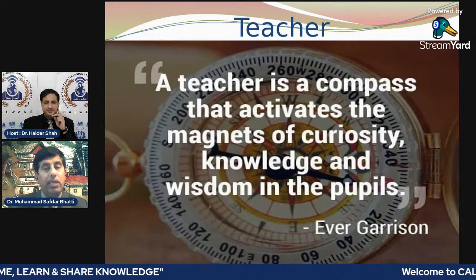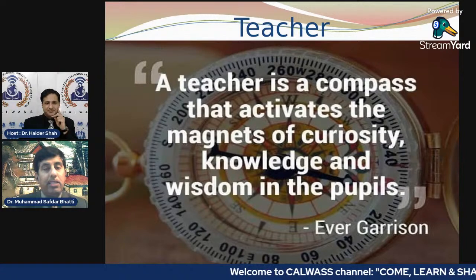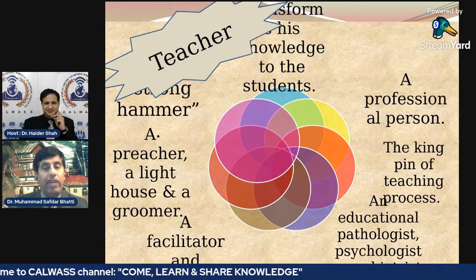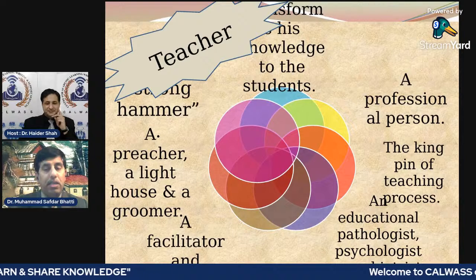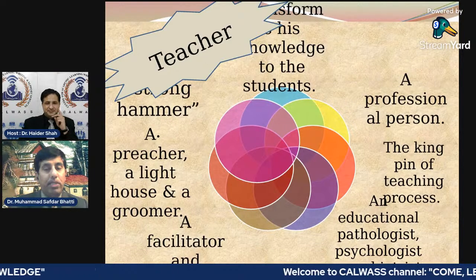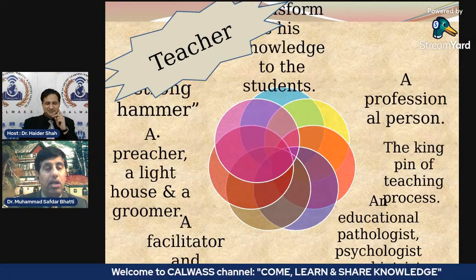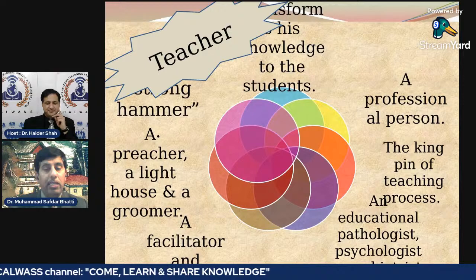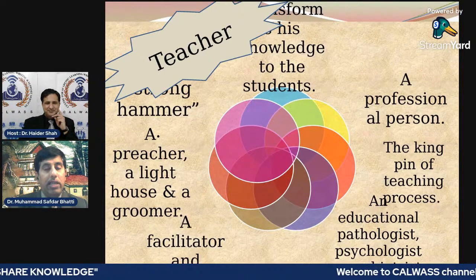Who is a teacher? Basically, a teacher is a compass that activates the magnets of curiosity, knowledge, and wisdom in the pupils. He transfers his knowledge to the students. He is a professional person, the kingpin of the teaching process. He is a strong hammer, a preacher, a lighthouse, a groomer, a facilitator, and a mentor. Basically, he is an educational pathologist, psychologist, and psychiatrist.